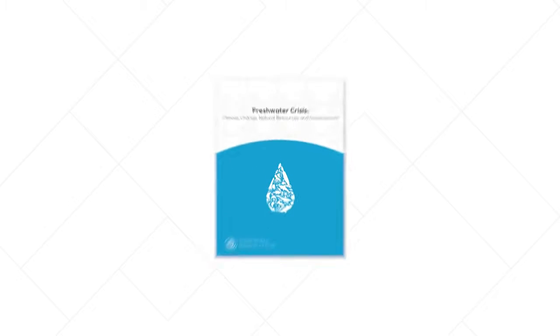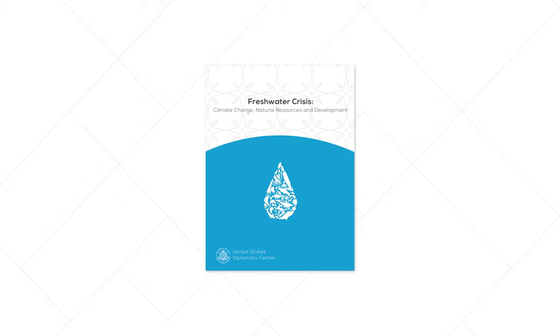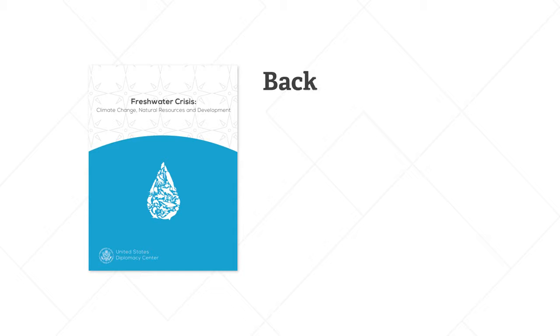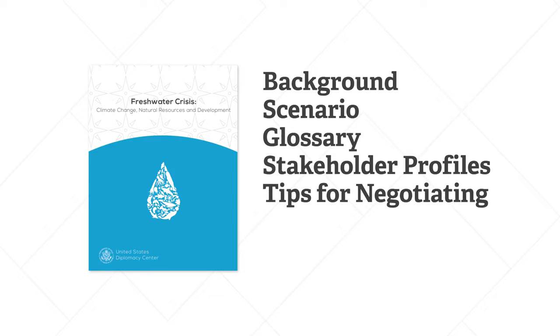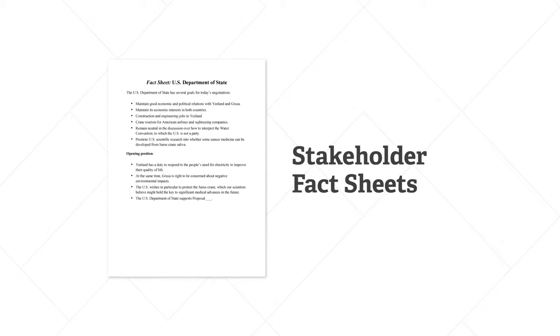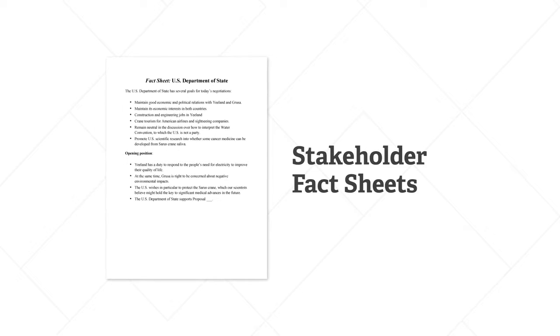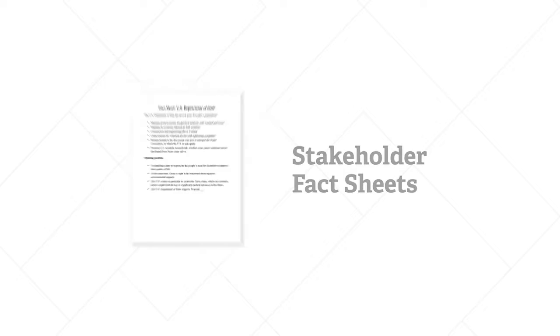In order to run a simulation, there are a few things you will need. All students start with the common packet. This packet includes the background, scenario, glossary, stakeholder profiles, tips for negotiating, worksheets, and a map. There are also individual stakeholder fact sheets that only members of that particular delegation should receive.